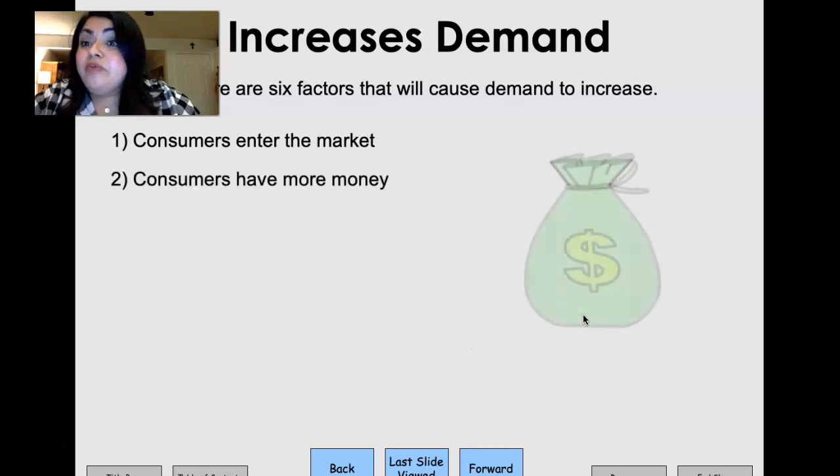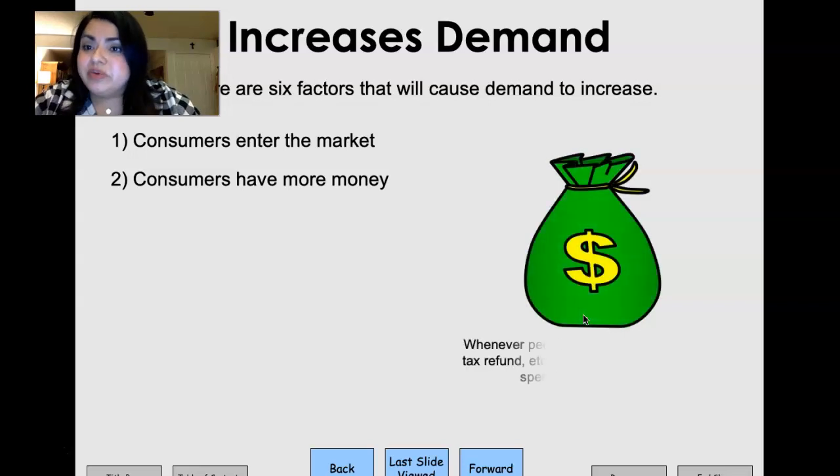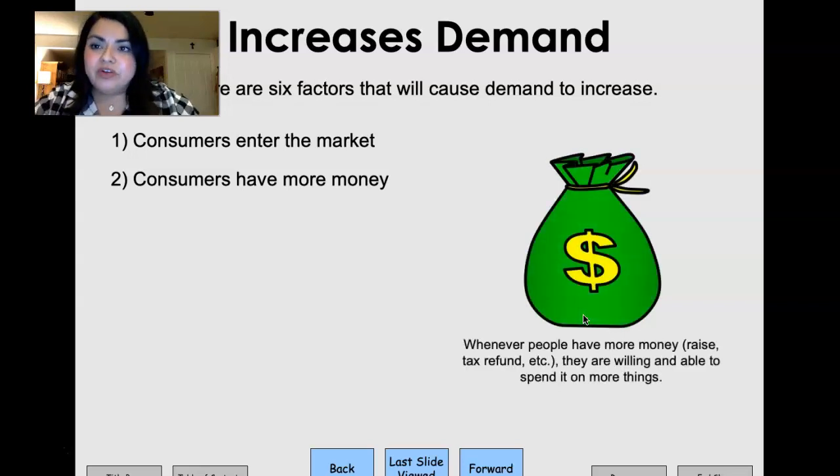If consumers have more money, so like if the economy is doing well, which it is right now, if they have more disposable income, demand goes up. If you have money to go spend on stuff in the store, just for pleasure, the demand goes up, right?